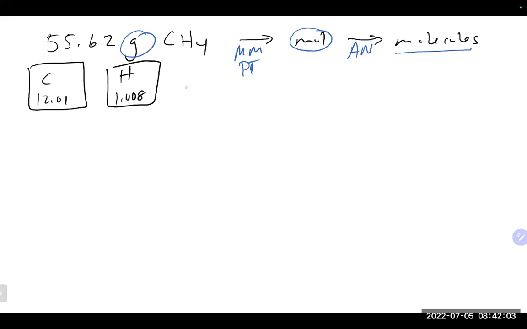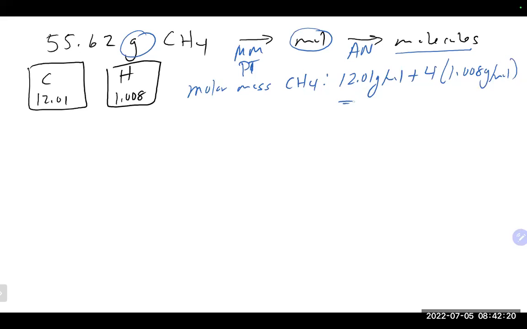So we might as well figure out the molar mass here of our CH4. So that would be 1 carbon at 12.01 from the periodic table, plus there are 4 hydrogens, each at 1.008 grams per mole from the periodic table. That gets us about 16.04. And once again, the number goes with the grams, and it is per 1 mole.